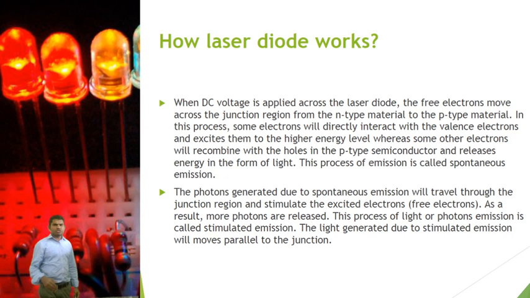The photon generated due to the spontaneous emission will travel through the junction region and stimulate the excited electrons. As a result, more photons are released. This process of photon emission is called stimulated emission. The light generated due to the stimulated emission will move parallel to the junction.